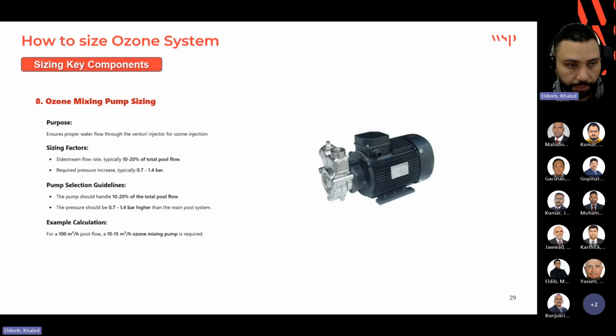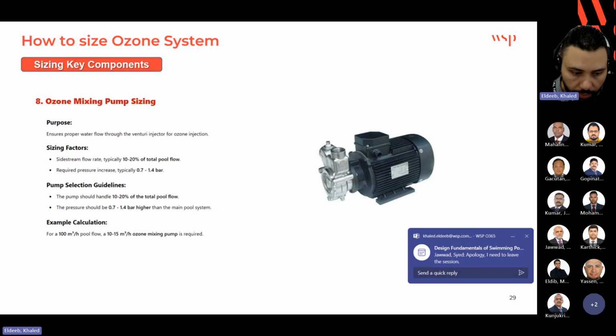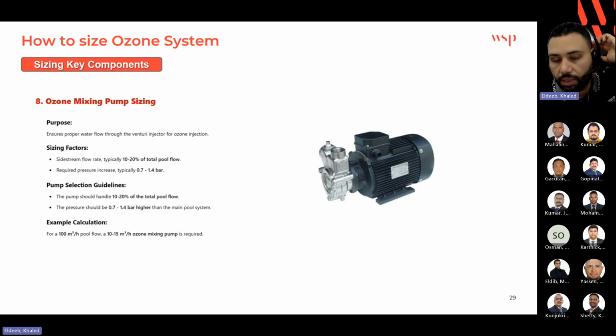Ozone mixing pump. The purpose of this unit is that it provides pressure in the venturi for ozone injection. It's like a side stream pump. It takes from the flow and pushes it to the venturi in order to mix it with ozone.